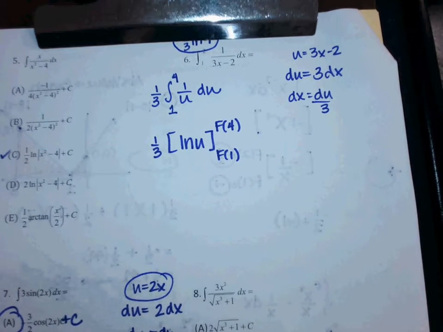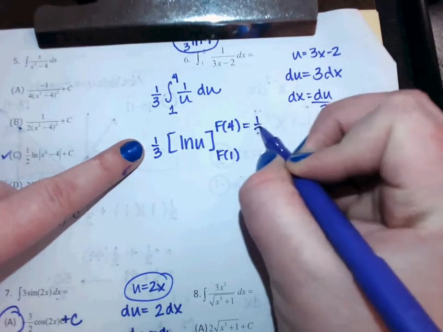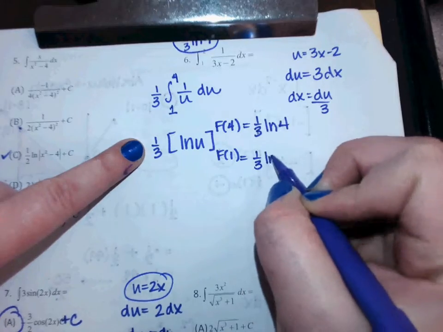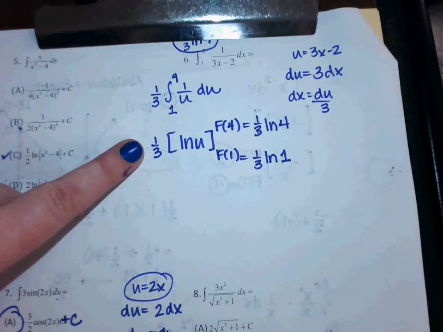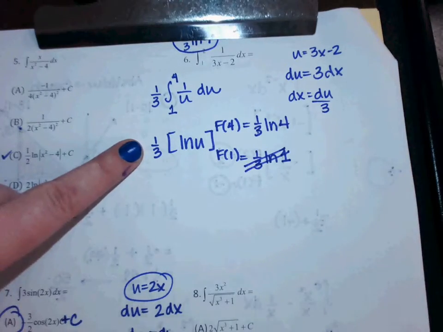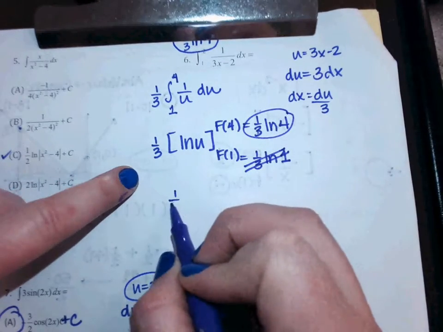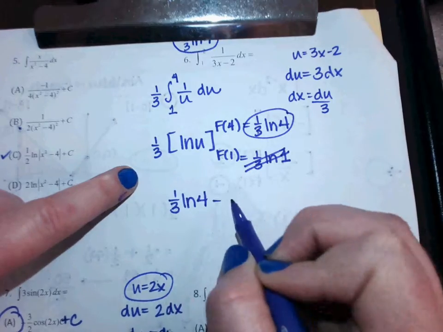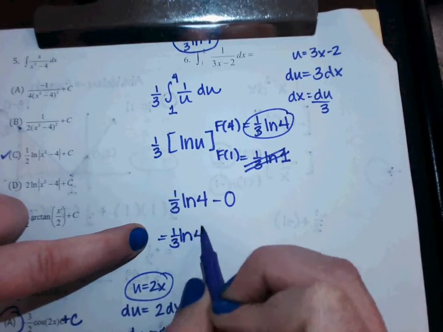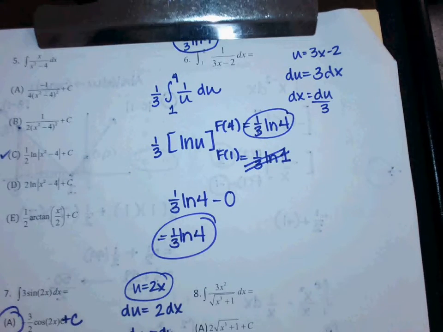So then from there, this would be a third ln 4. This would be a third ln 1. But then what's the ln of 1? 0. So this one basically crosses out. So then it'd be a third ln 4 minus 0, which is just a third ln 4. Make sense? Yes? Number 5 is C, yes.